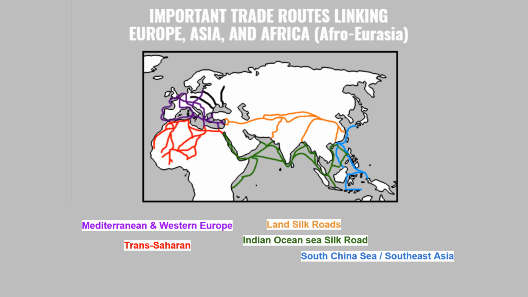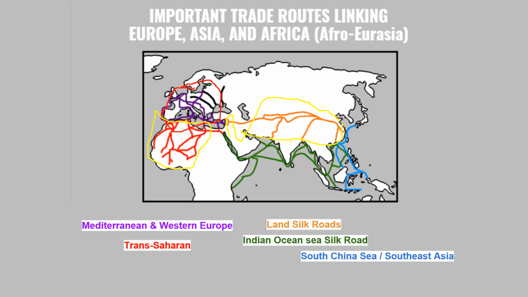You have the Mediterranean and Western Europe. And I'm just going to show these on the map. So Mediterranean and Western Europe. You also have the Trans-Saharan in Africa. Sorry about my drawings. You also have the Silk Road, probably the most famous of the trade routes. It stretched from Asia to Europe, and it's in orange there.